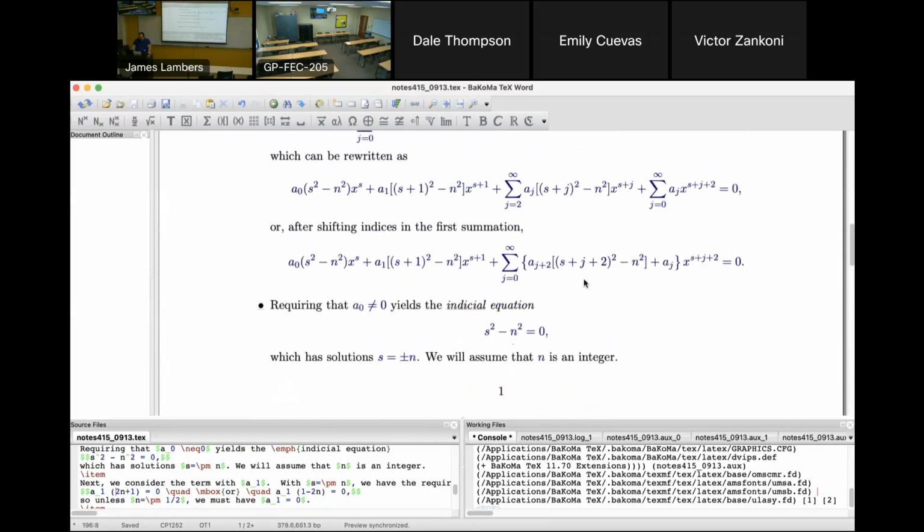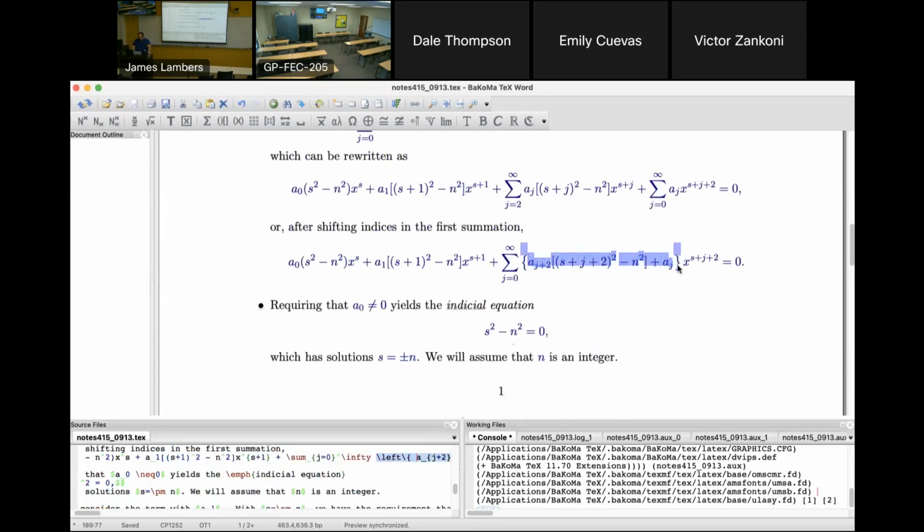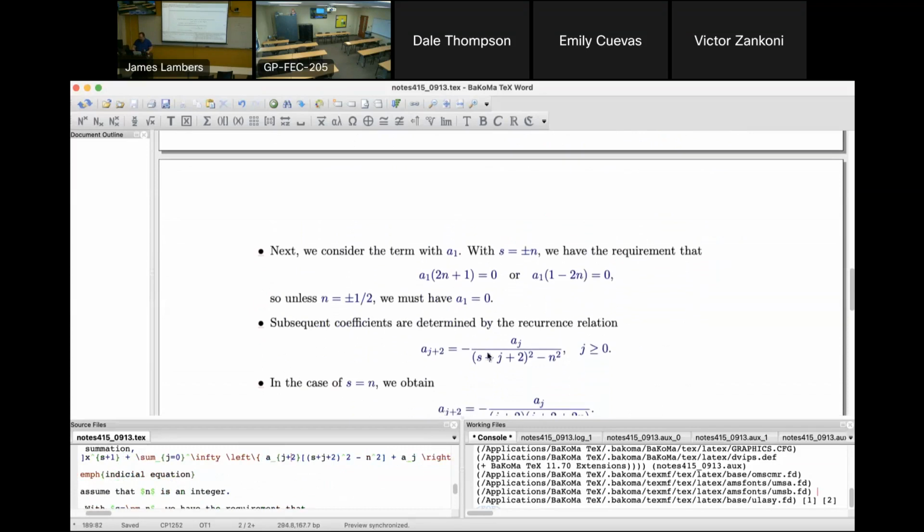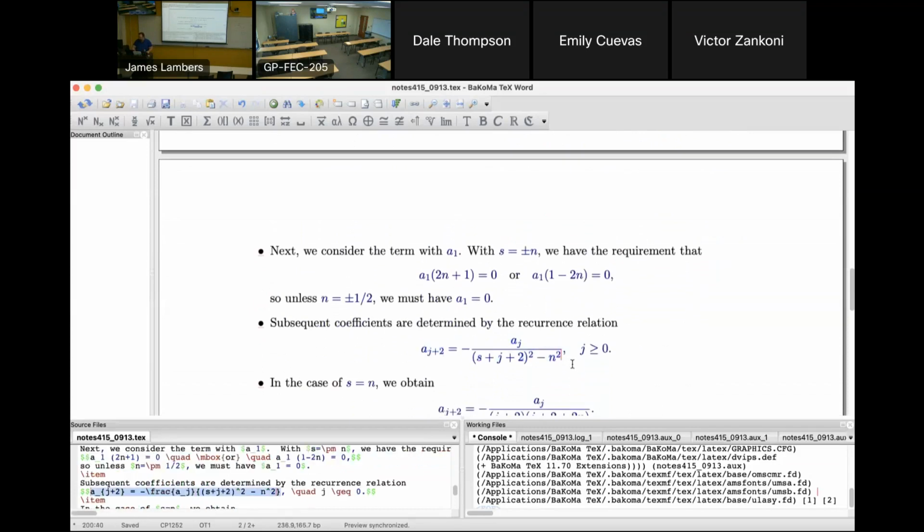Now, we go to the remaining terms. This expression in the curly braces has to be 0. So we go ahead and set that equal to 0. And we're going to solve for aj plus 2 in terms of aj. Whatever coefficient has the highest index, you solve for that, because the idea is coefficients are determined by earlier, lower number coefficients. And that leads to this recurrence relation. So each coefficient depends on the one 2 prior.